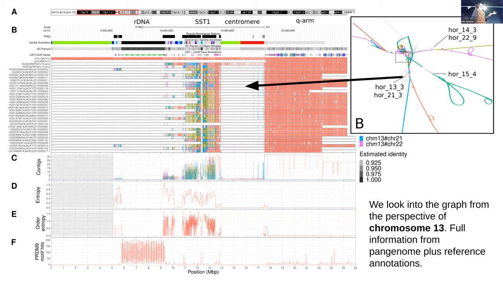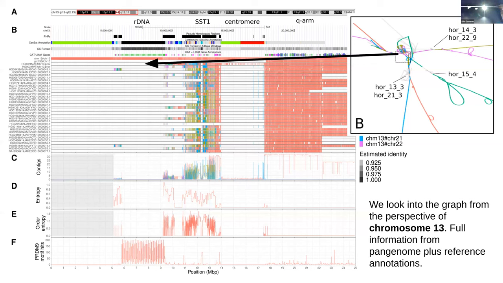This is a region around what's called SST1. And in this part, you see that it's a patchwork. Every haplotype is best matching a different constellation of chromosomes. And usually they're involving chromosomes 13, 14, and 21 in this case. But there are also pieces of chromosome 15, for example. And if you get closer over here, that's the ribosomal DNA repeats. They're in the reference assembly, but we don't really have the ability to assemble them automatically with current technology. So they're just empty. We don't have any data there.